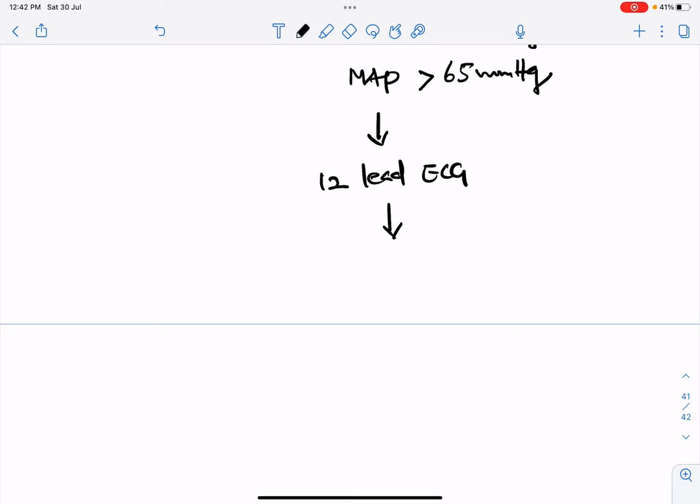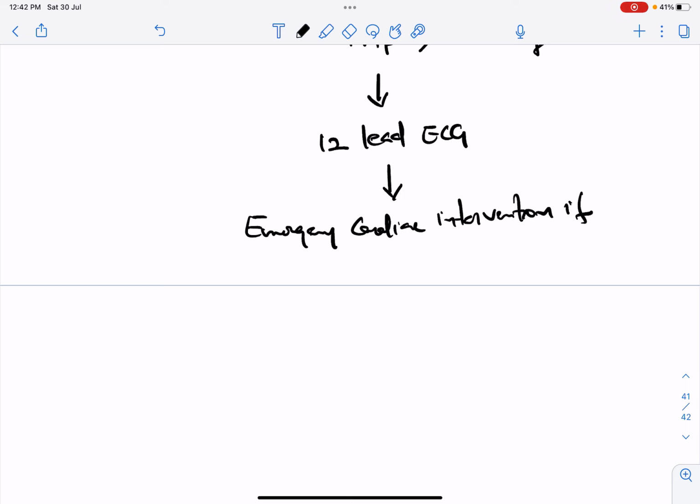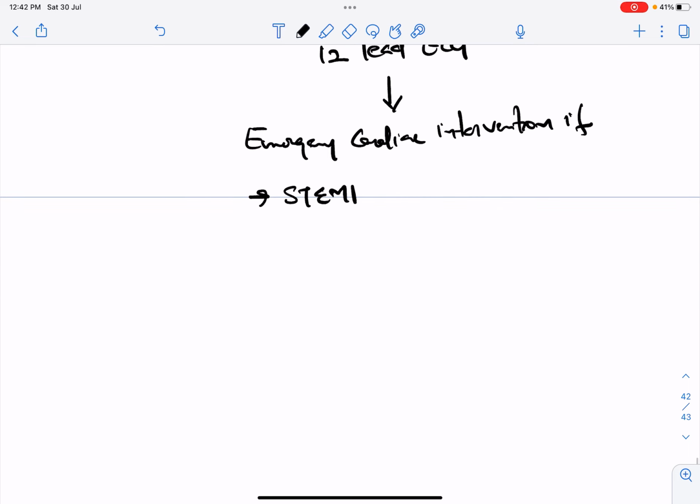After obtaining the 12 lead ECG, we have to consider emergent cardiac intervention in certain cases, if the following conditions are present. Either STEMI in the ECG: suppose the 12 lead ECG is showing a STEMI in the inferior, anterior or lateral wall, we have to shift the patient to the cath lab for percutaneous PCI or other intervention.